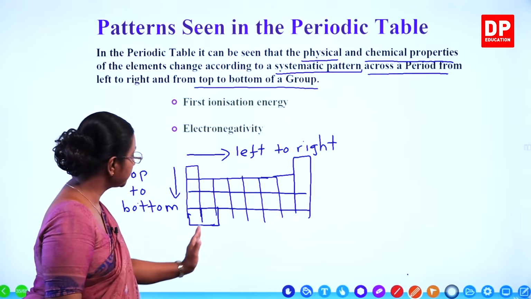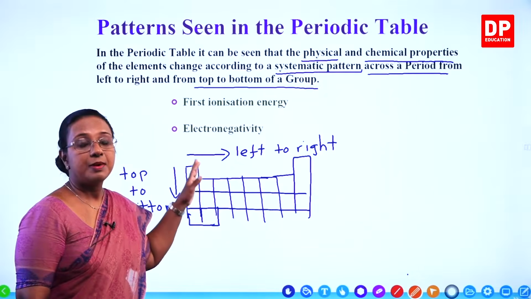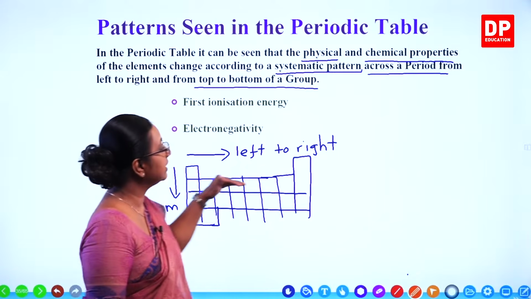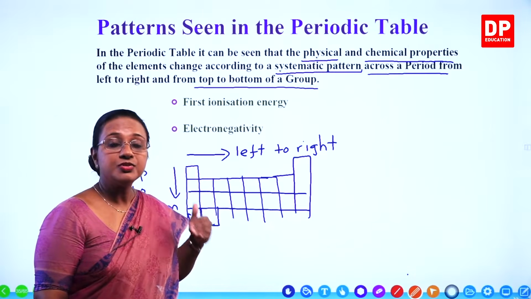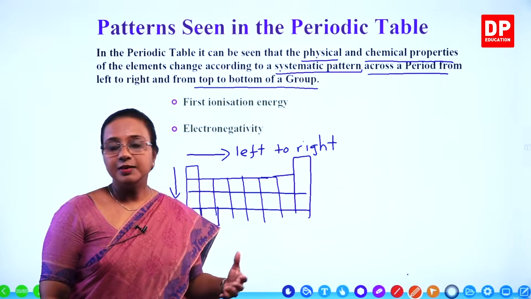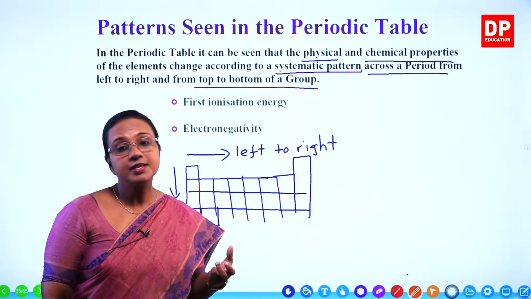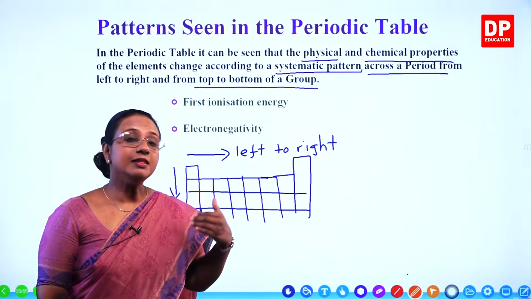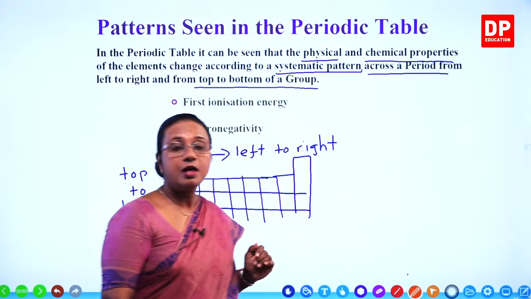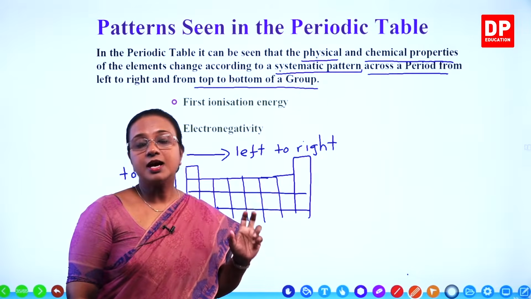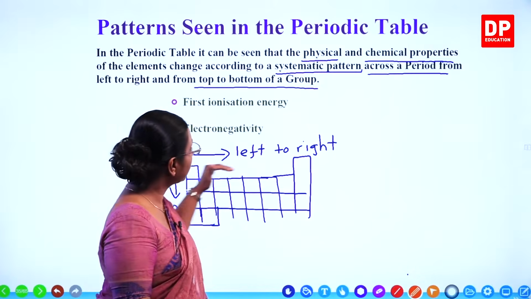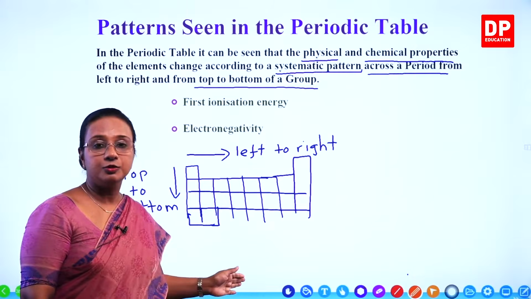So, if you take the first group, they are metals. But this metallic property can vary down the group and across the period. Those are the physical properties. Properties like metallic nature, boiling point, melting point, those are physical properties. Then the way these elements react with one another is known as the chemical properties. So both these types of properties show a systematic pattern across the period and down the group.